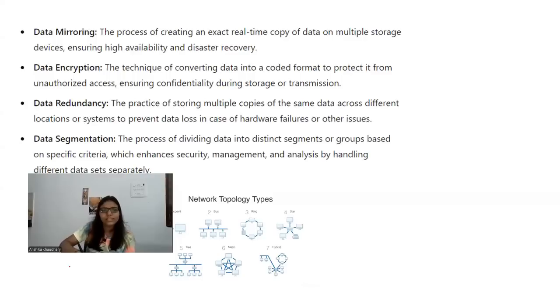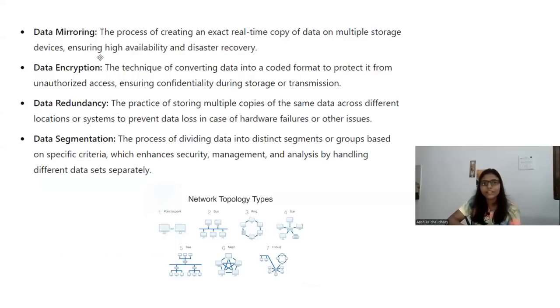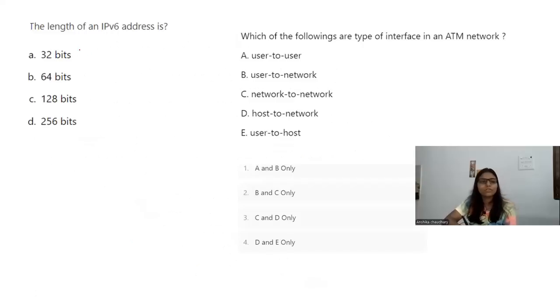Right. This is the explanation about data mirroring, data encryption, data redundancy, and data segmentation. And these are the network topology types. As I have told you, there are bus topology, ring topology, star topology, tree topology, mesh topology, hybrid topology, and there is also point to point. This topology is not generally used. We use bus, ring, star, mesh, tree, hybrid, etc. Okay, so let's move on to the next question.